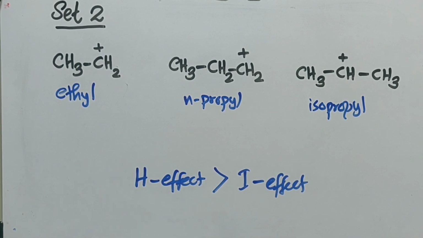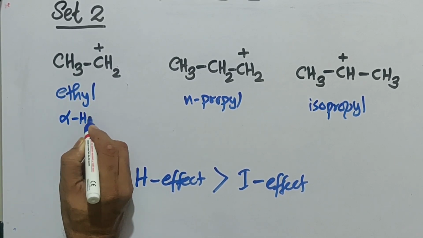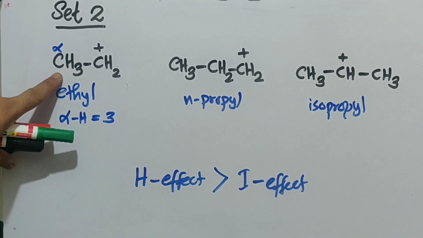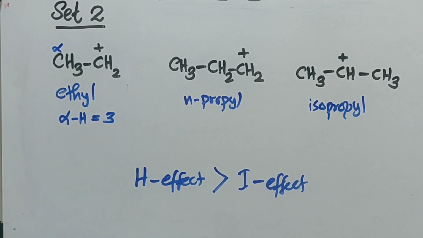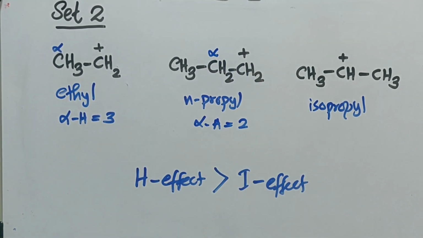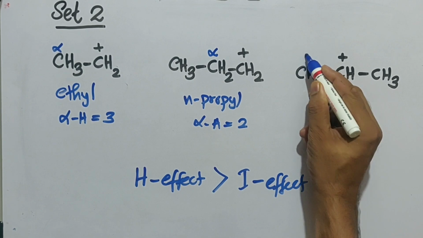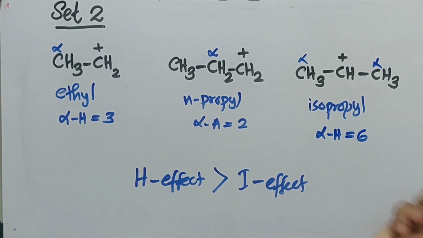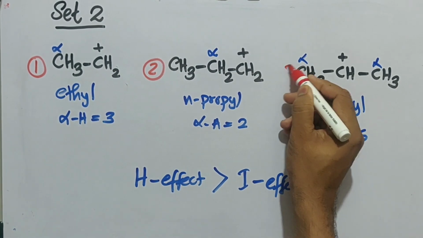So firstly, we have to calculate the number of alpha hydrogens. In this species, alpha hydrogen is equal to 3 because this is the alpha carbon and the hydrogens present on that alpha carbon are 3. In n-propyl carbocation, this is the alpha carbon, so the number of alpha hydrogens is equal to 2. In isopropyl carbocation, this is alpha carbon, this is also alpha carbon, so alpha hydrogen is equal to 6. And we can give numbers for these. This is the first species, this is the second one and this is the third one.